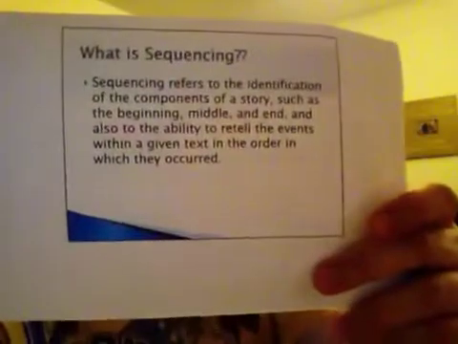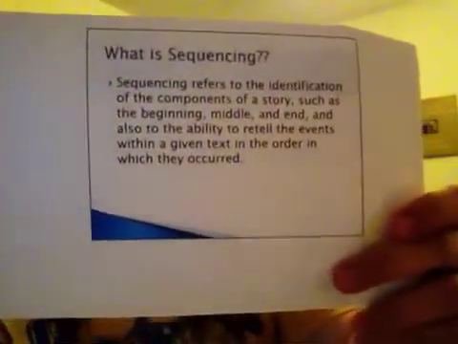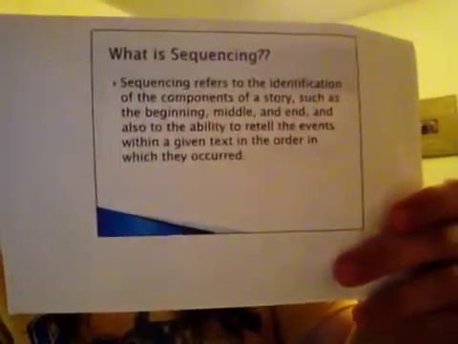Sequencing refers to the identification of the components of a story, such as the beginning, middle, and end, and also the ability to retell the events within a given text in the order in which they occurred. So basically putting things in beginning, middle, end, first, second, third, fourth, putting things in order of a story or a different task. So why is sequencing important?